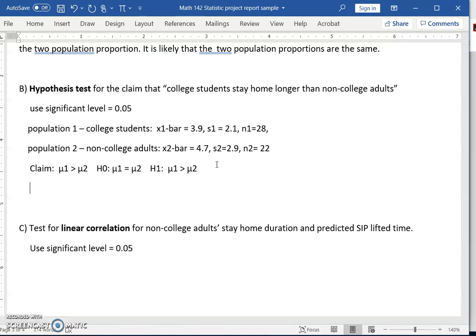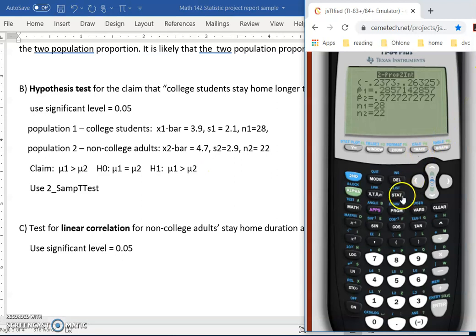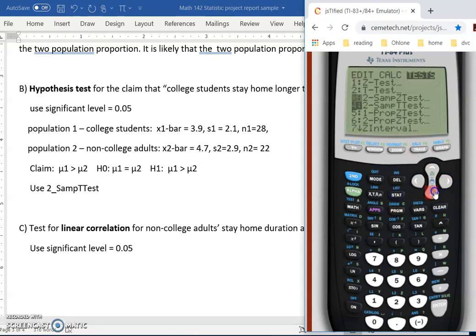So then we are ready to do our test. It is a right-tailed test, and we'll use a calculator to do a two-sample t-test because we do not know sigma. So look at our calculator, clear whatever we have, stat, test, two-sample t-test.